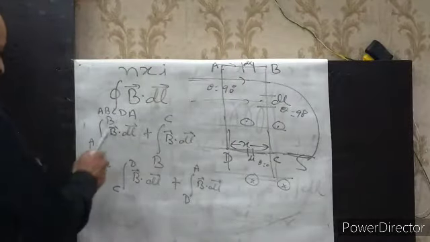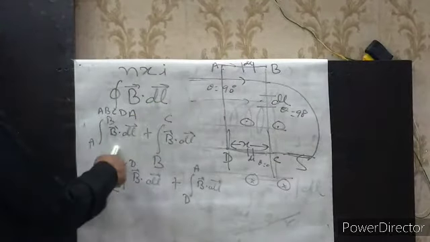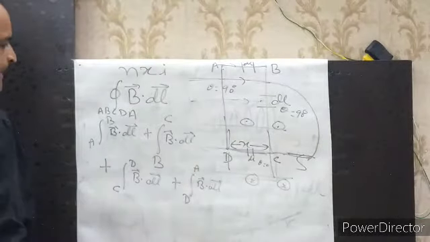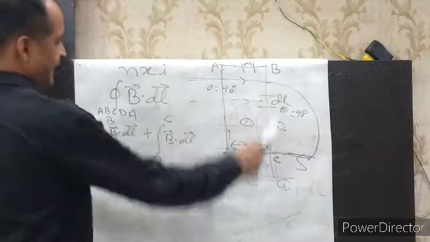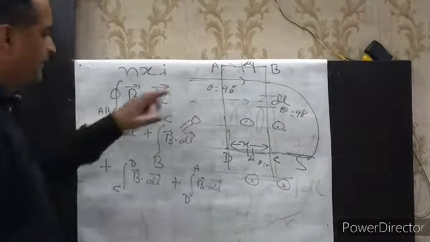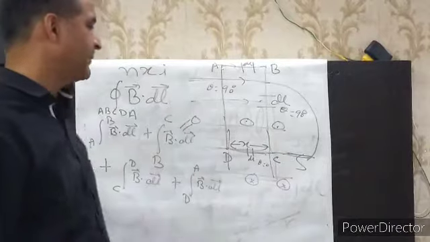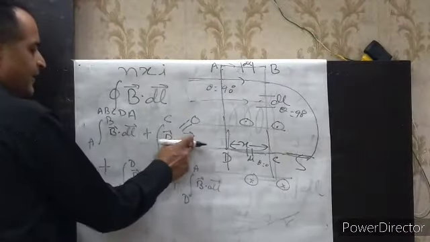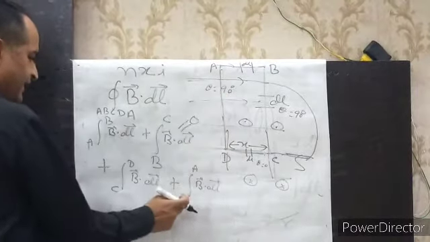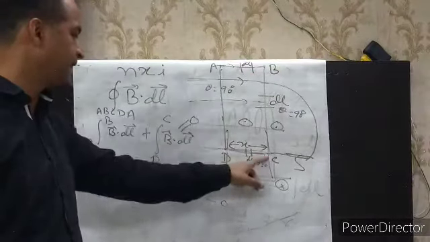Then when we write B dl cos theta from A to B, cos 0 we will get. From B to C, B dl cos theta with theta 90 degrees, cos 90 is 0, so this term becomes 0. Clear? Similarly, D to A is also 0 because theta is 90 degrees. Then only A to B and C to D remain.